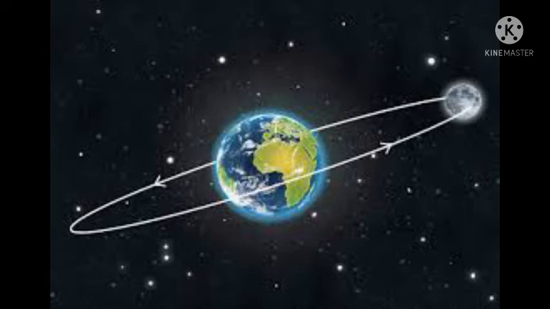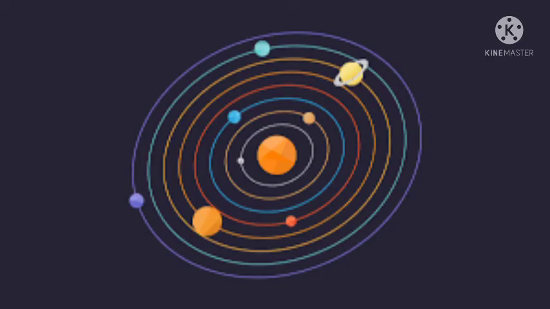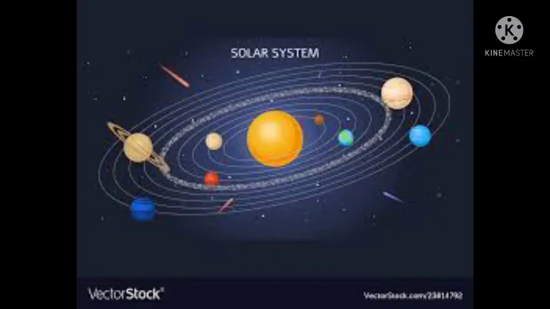What keeps things in orbit? The force of gravity holds satellites, moons, planets, and stars in orbit. Gravity is a force that pulls one thing toward another. When you throw a ball up in the air, Earth's gravity pulls it back down to the ground.